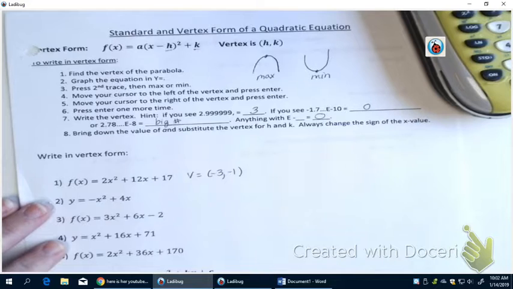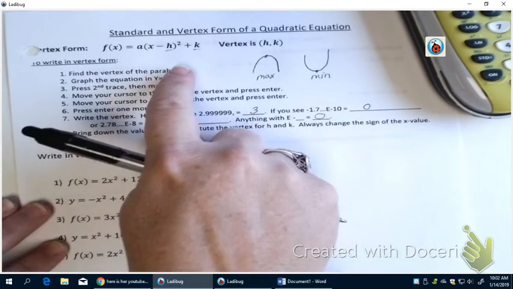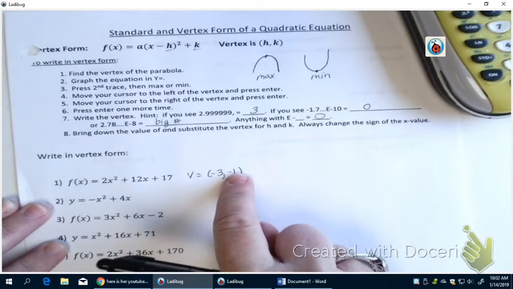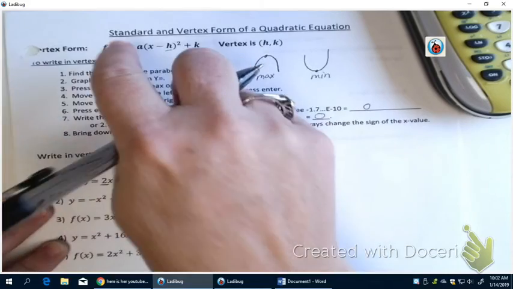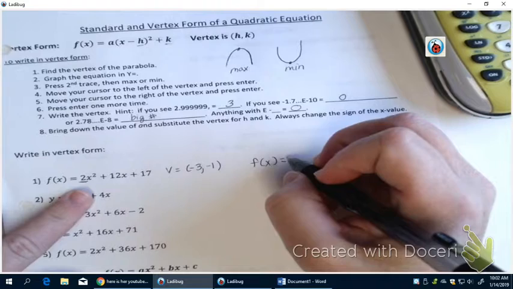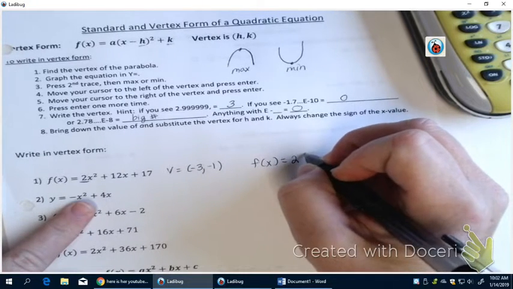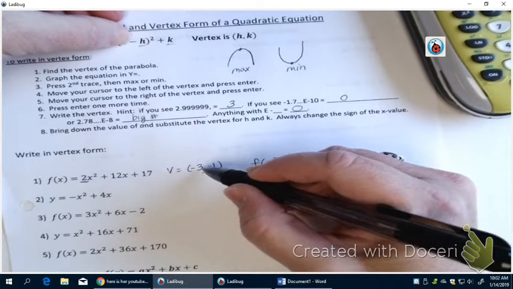Alright, so now we're going to write this in that equation. And you're going to put the negative 3 where the h is. You're going to put negative 1 where the k is. And then the number at the beginning is the a. So you're going to write f of x equals 2 parentheses x minus negative 3. So change the sign.